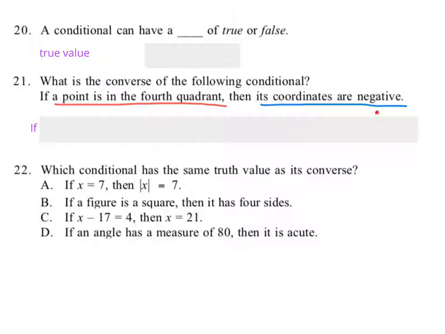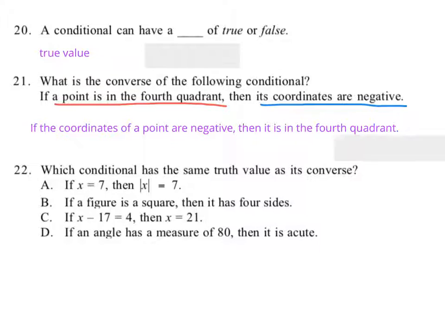and we now use what was the conclusion as the hypothesis. If the coordinates of a point are negative, then we're going to use what was after if and put it after then now. Then it is in the fourth quadrant. Okay? Swap the hypothesis and the conclusion.